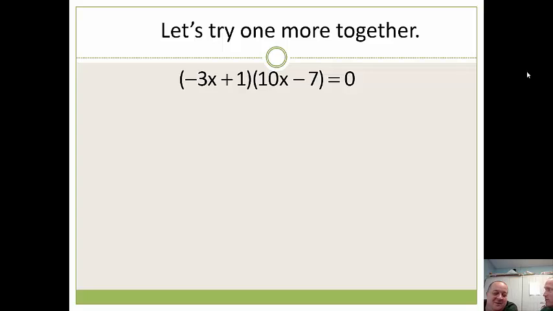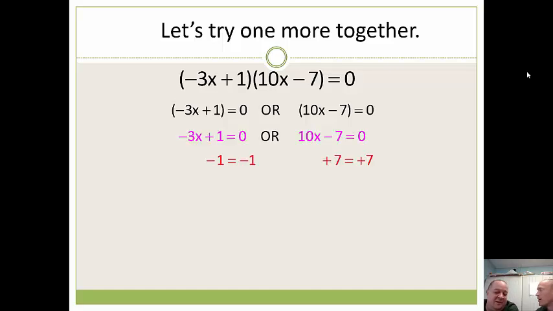So what do we do? Well, we can take either one of these by themselves. Let's look at one. We have negative 3x plus 1 equals 0, or you could go 10x minus 7 equals 0. In this case, we're going to have a fraction on either one, though, which is okay. I think we can deal with that. Not a problem at all.